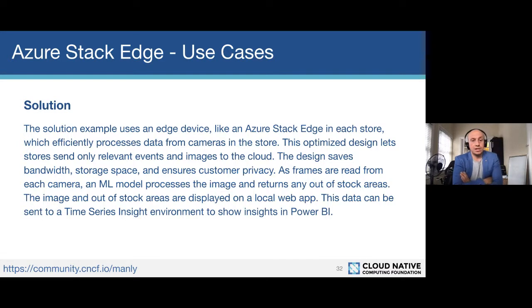The solution example uses an edge device, like an Azure Stack Edge in each store, which efficiently processes data from cameras in the store. This optimized design sends only relevant data to the cloud. The design saves bandwidth, storage space, and ensures customer privacy. As frames are read from each camera, the ML model processes the image and returns any out of stock areas. The image and out of stock areas are displayed on the local web app, and this data can be sent to Power BI.